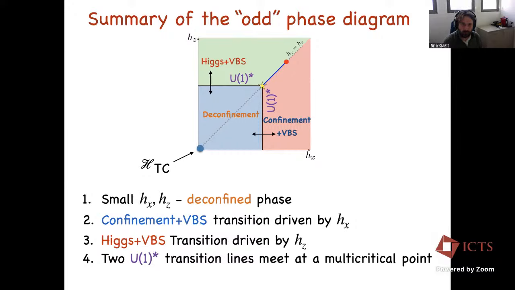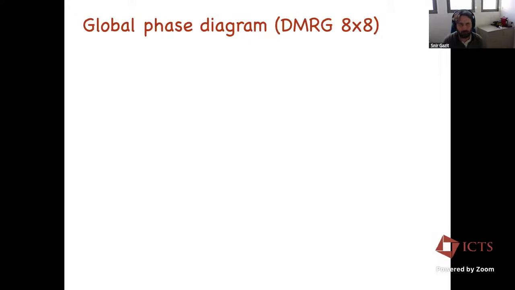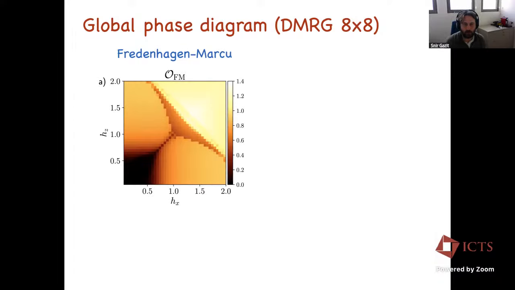Okay, so fortunately or unfortunately, I don't know, this is a far more numerically challenging model because due to geometrical frustration, there's a numerical sign problem here. So instead of running large-scale Monte Carlo simulations, here we can only reach intermediate scale lattices using DMRG approaches. So let's try to look at the global phase diagram using DMRG with 8x8 lattices. So first, let's look at the Fredenhagen-Marcu order parameter.